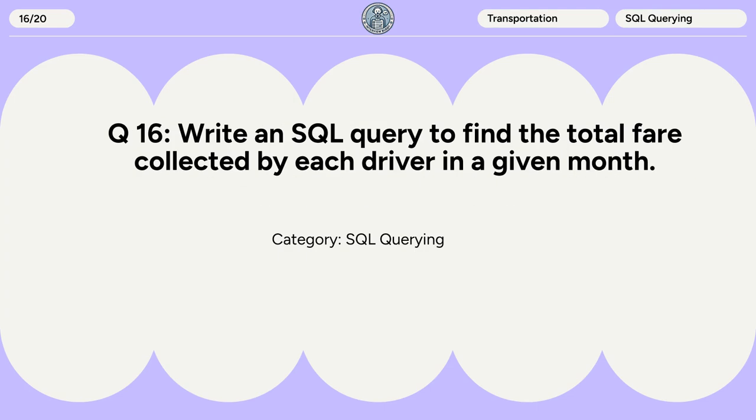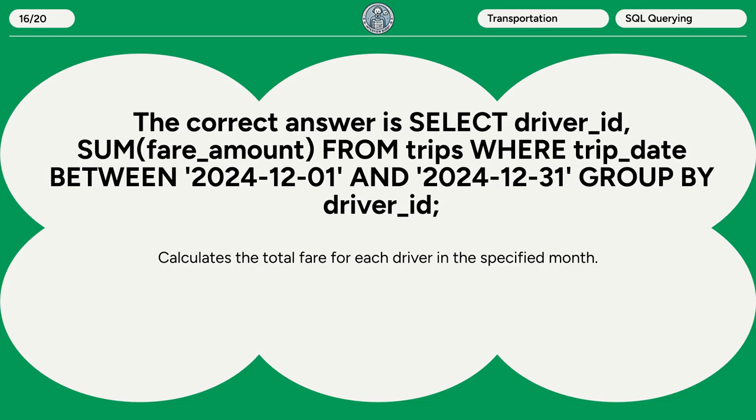Question 16. Write an SQL query to find the total fare collected by each driver in a given month. The correct answer is: SELECT driver_id, SUM(fare_amount) FROM trips WHERE trip_date BETWEEN '2024-12-01' AND '2024-12-31' GROUP BY driver_id. Calculates the total fare for each driver in the specified month.